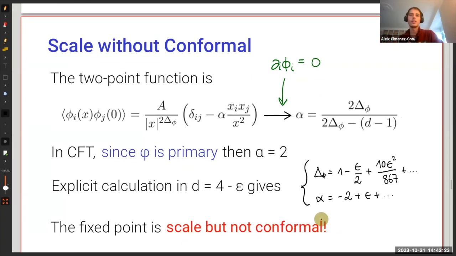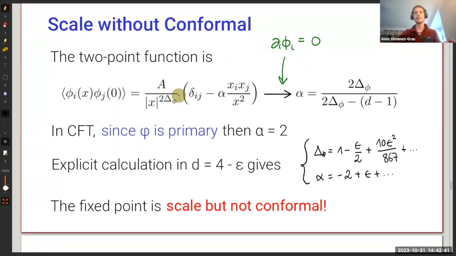Okay, so just to summarize, 2-point functions in this model are in contradiction with conformal invariance, and therefore this theory can only be scale invariant. Okay, that's the argument. It's actually very simple. But now this actually raises some puzzle.